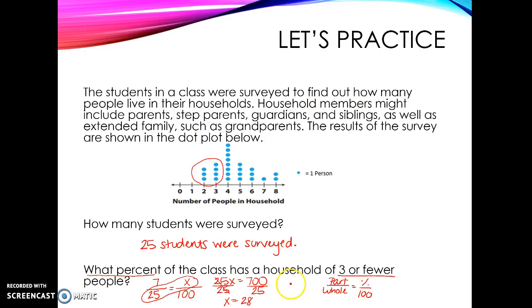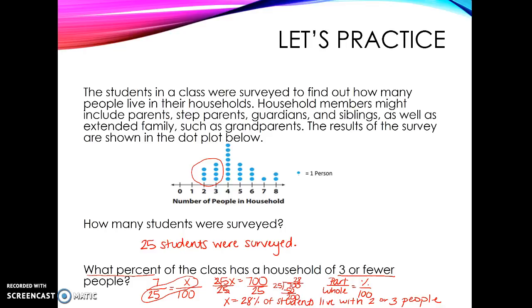If you don't know that, you can go ahead and do top in, bottom out. You know that 25 goes in twice to make 50. You get 200, and that's 8. All right. So 28% of students live with, it says 3 or fewer, so 2 or 3 people.